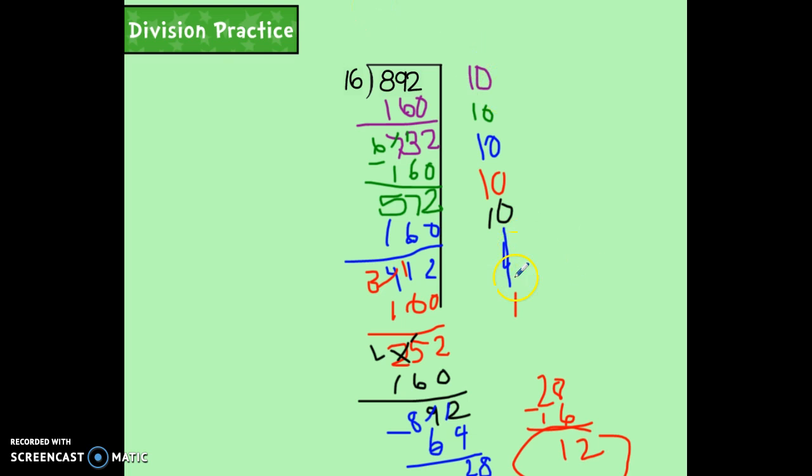So now I have to add all of this up over here. 10, 20, 30, 40, 50, 54, 55. My answer is 55, remainder 12.